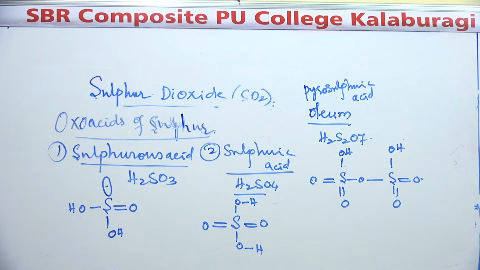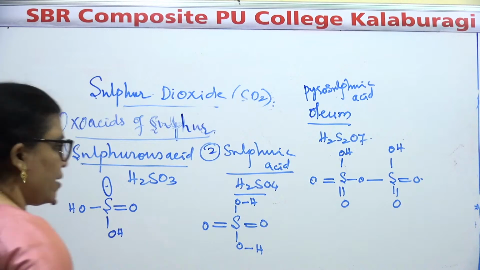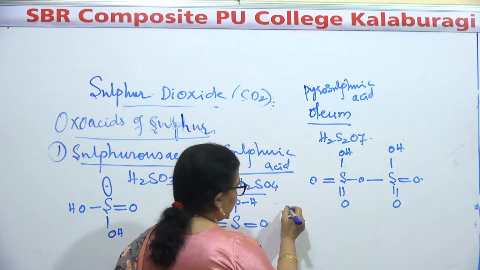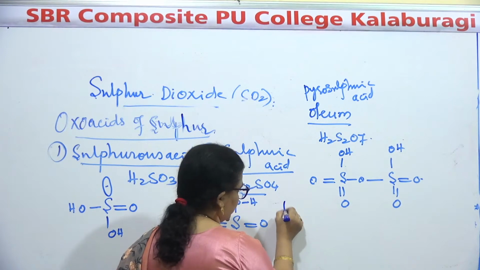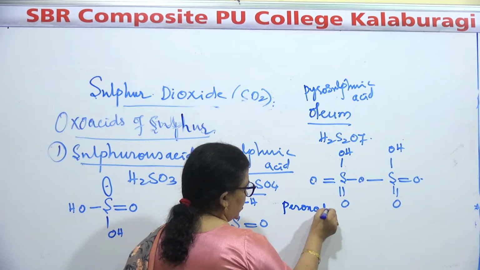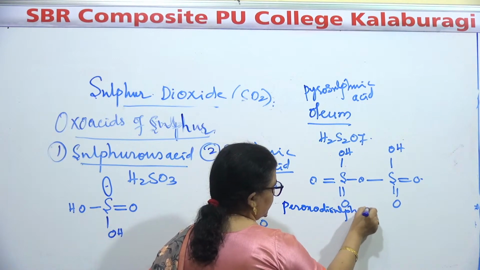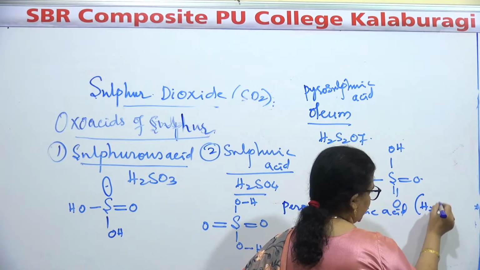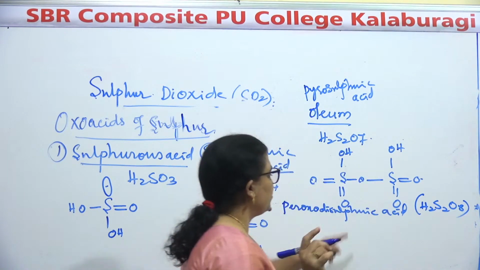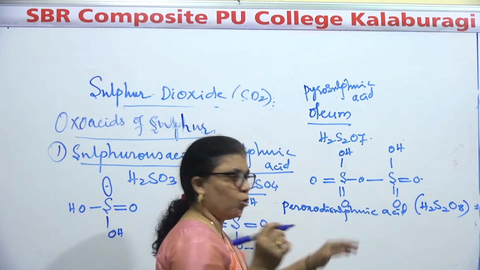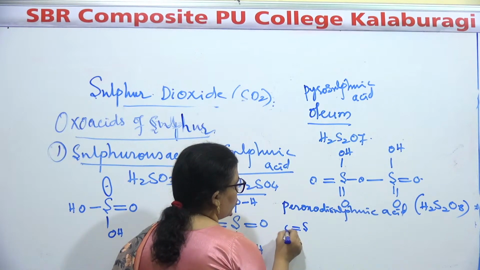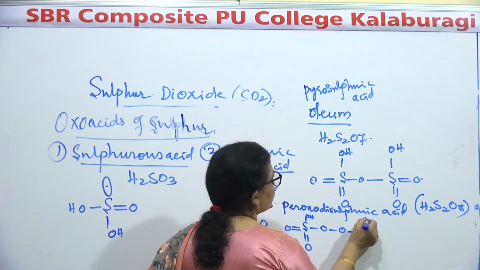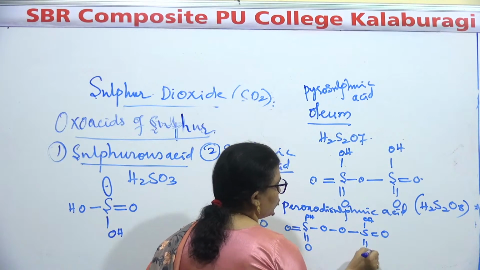Same way, the last example is peroxodisulfuric acid, H2S2O8. Is it visible? Shall I write here? Peroxodisulfuric acid, H2S2O8. The only difference between oleum and this is that here we are going to write OO. S double bond O, OH, O, S, OH, double bond O, double bond.